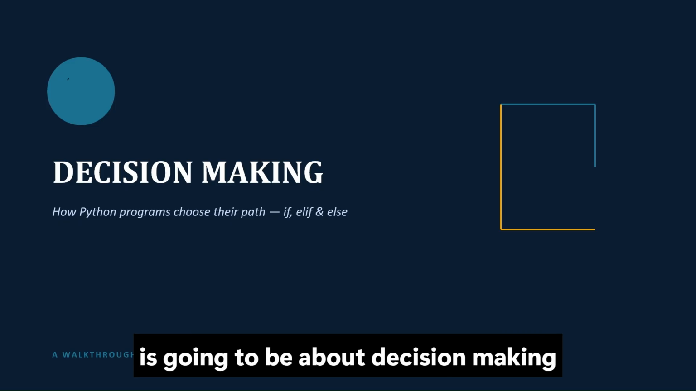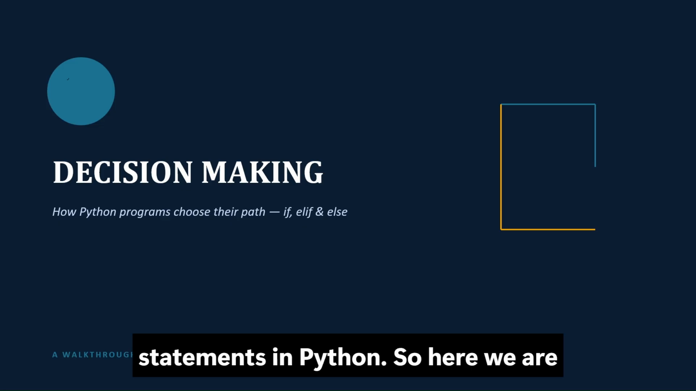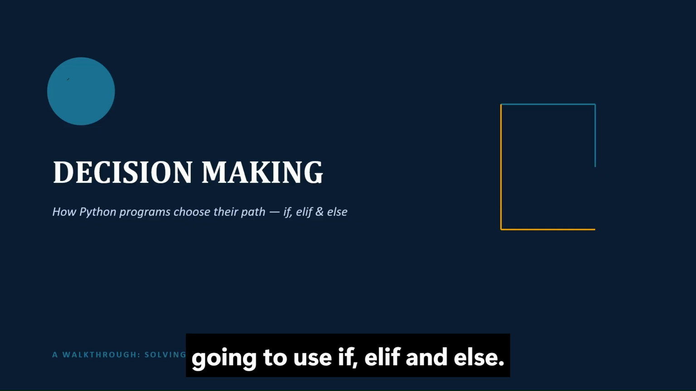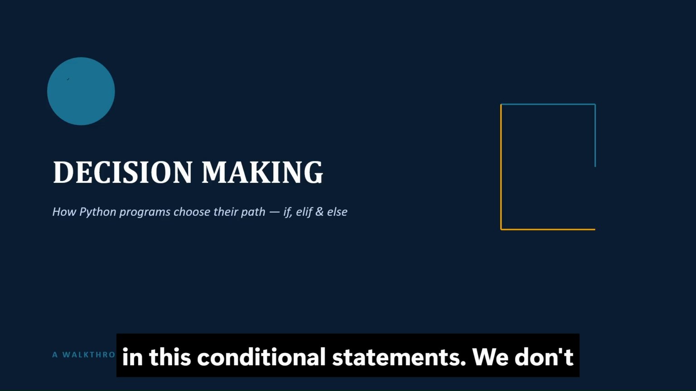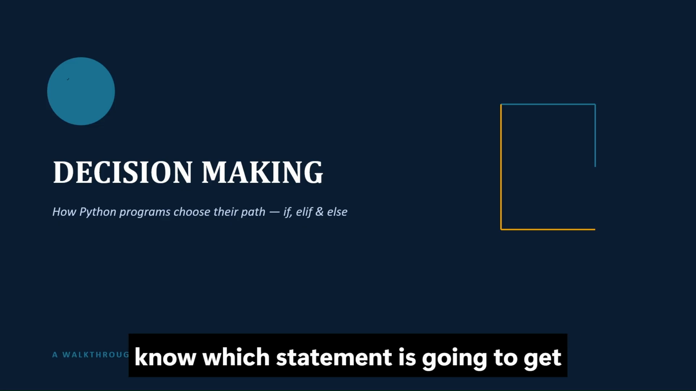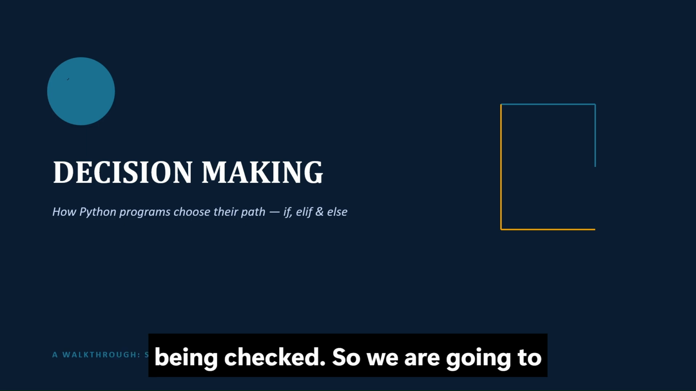Today's topic is going to be about decision making, which is nothing but the conditional statements in Python. So here we are going to use if, elif, and else. Many of us get confused in these conditional statements. We don't know which statement is going to get executed first and where the condition is being checked.